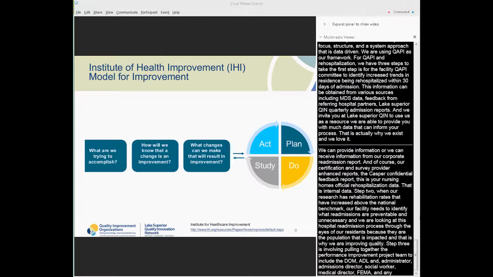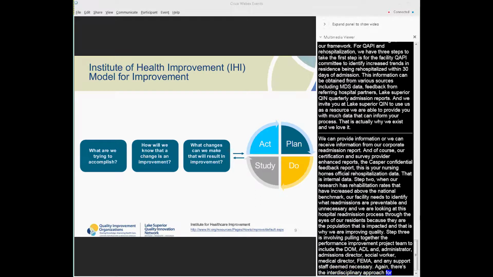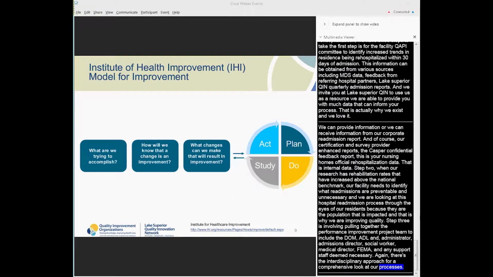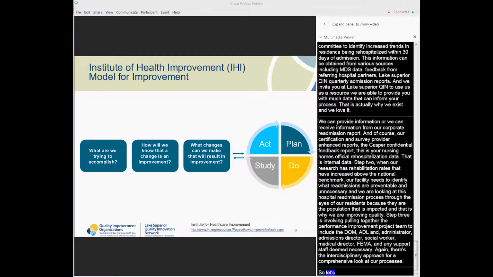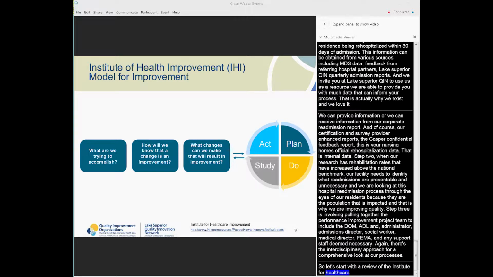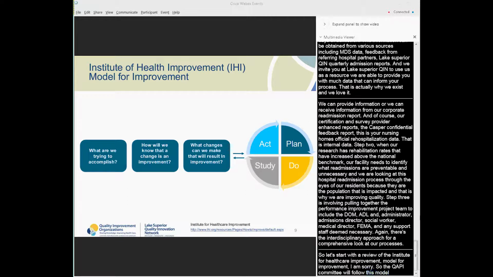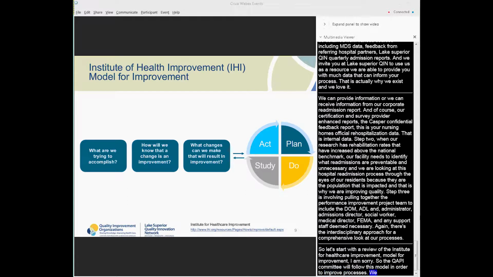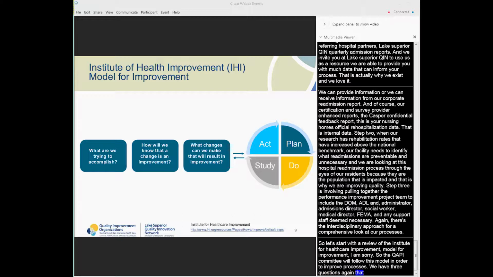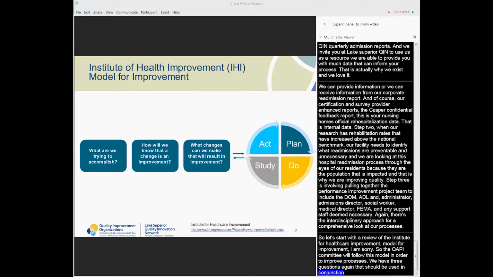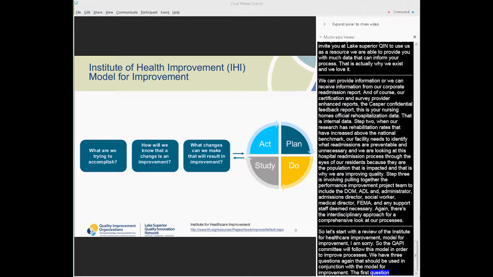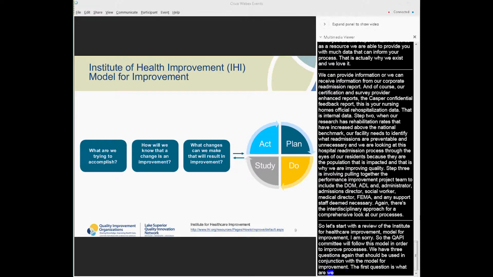Thanks, Holly. So let's start with a review of the Institute for Healthcare Improvement's model for improvement. So the QAPI committee will follow this model in order to improve processes. We have 3 questions, again, that should be used in conjunction with the model for improvement. The first question is, what are we trying to accomplish? This question ensures that the team has a specific outcome they're trying to reach. So we're staying focused on our goal by asking what we are trying to accomplish.